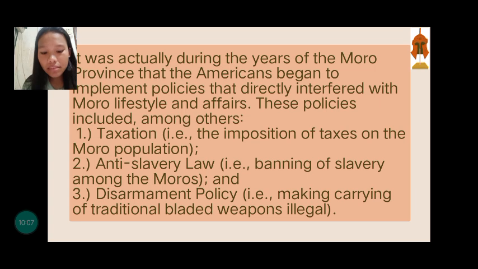Because of this, these policies generated violent reactions among the Moros. There were great violent reactions, and so many of the battles and massacres in Mindanao and Sulu occurred during the years of the Moro province. Battles and massacres happened because of the implementation of American policies, because the Moros disagreed, since the Americans interfered.